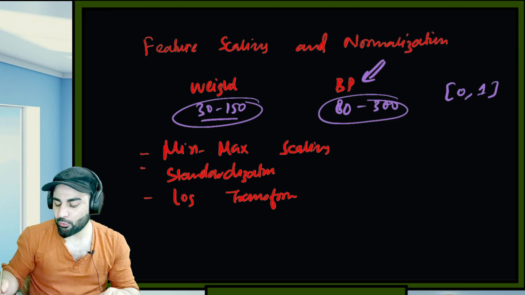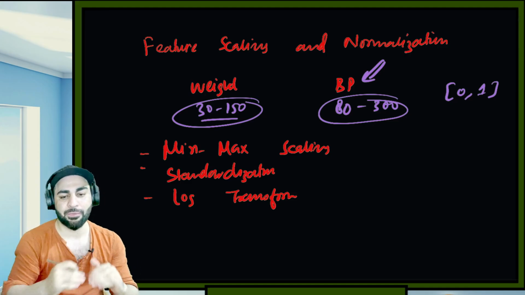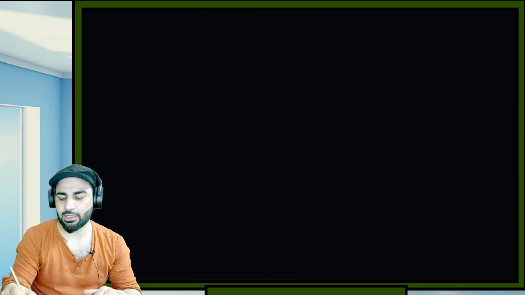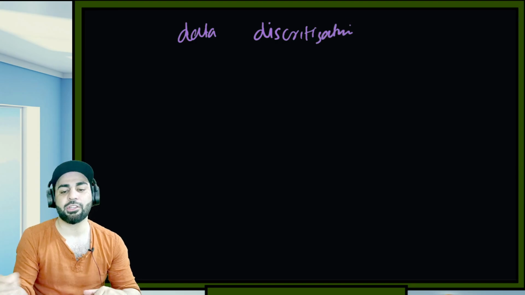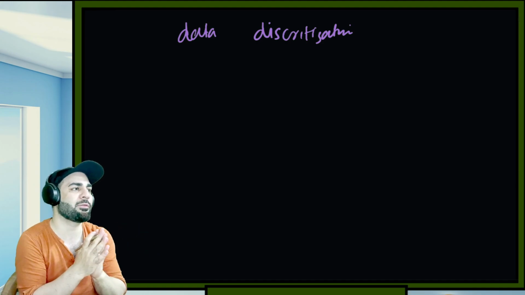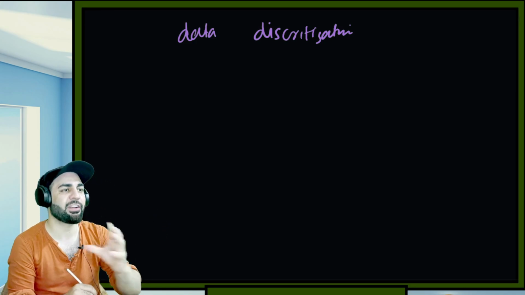Then you do what's called data discretization. Once you have done encoding and feature scaling, then you do data discretization. And what is this? In this, you convert a continuous data value into discrete bins. Suppose you have a continuous range of values. You know that a continuous value can take infinite values. So can we do something?